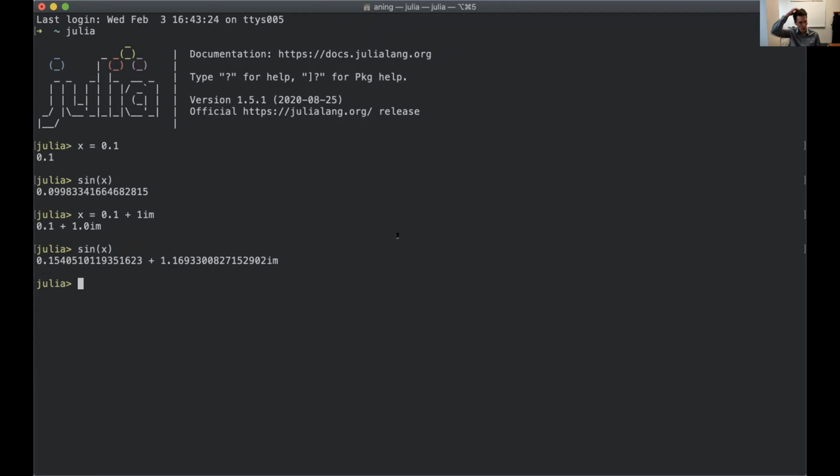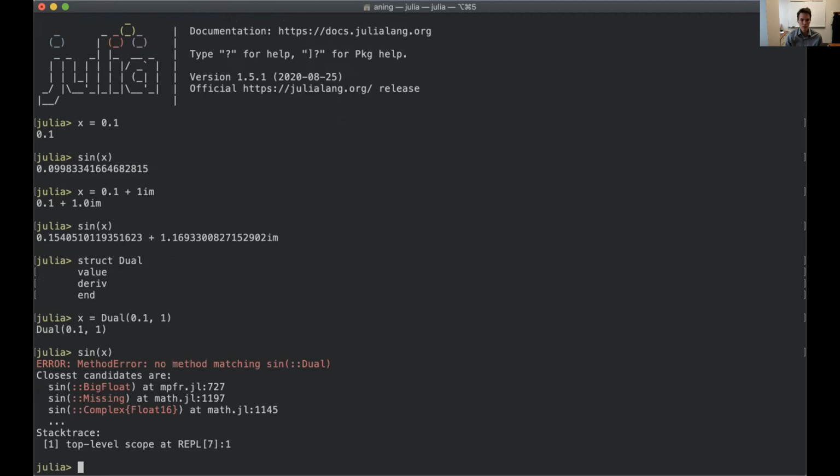So what I want to do is define this dual type. I'm going to create one. In Julia, we call it a struct. I'm just going to name it dual, and I'm going to say it has a value and a derivative, just like we said. Now I can create a dual number, something like this. And if I call the sine for it, it's not going to know what to do. It says, I don't know what to do with a sine when you pass in a dual. I have to define that.